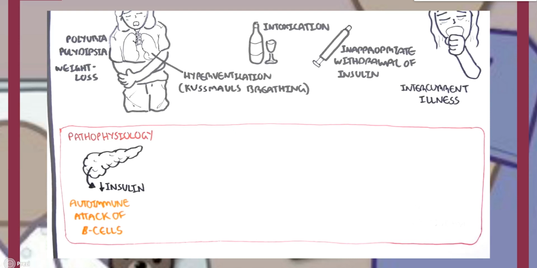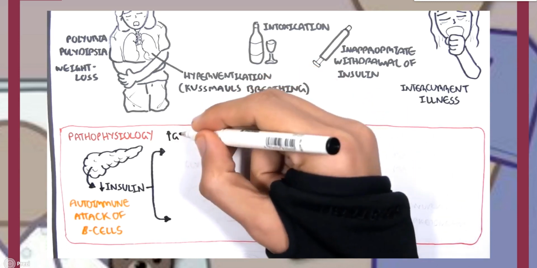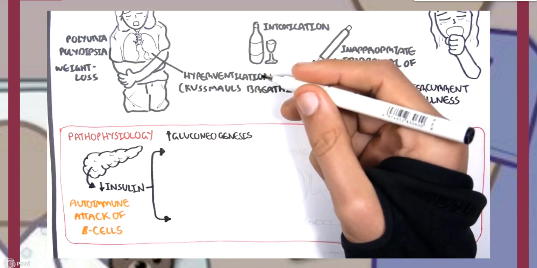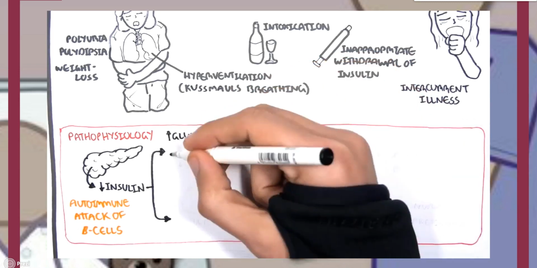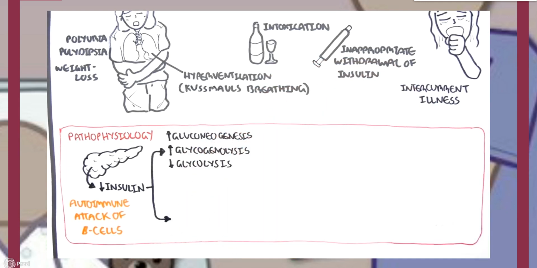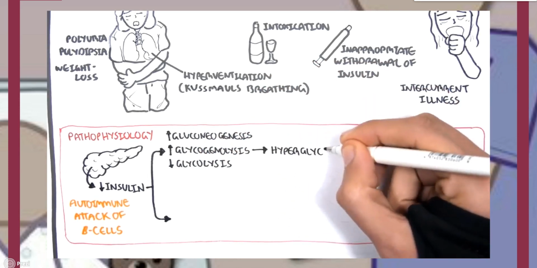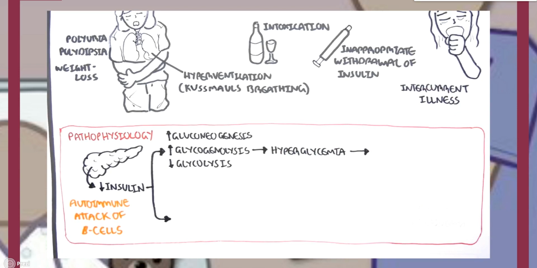So we have a decrease in insulin. Insulin is an important hormone. And because we have a decrease in insulin, this causes some problems. First, it means that gluconeogenesis is not inhibited. And so we get gluconeogenesis. We get more production of glucose. We also get increased glycogenolysis, and we get a decrease in glycolysis, all of which will result in more glucose in the blood. So we get hyperglycemia.